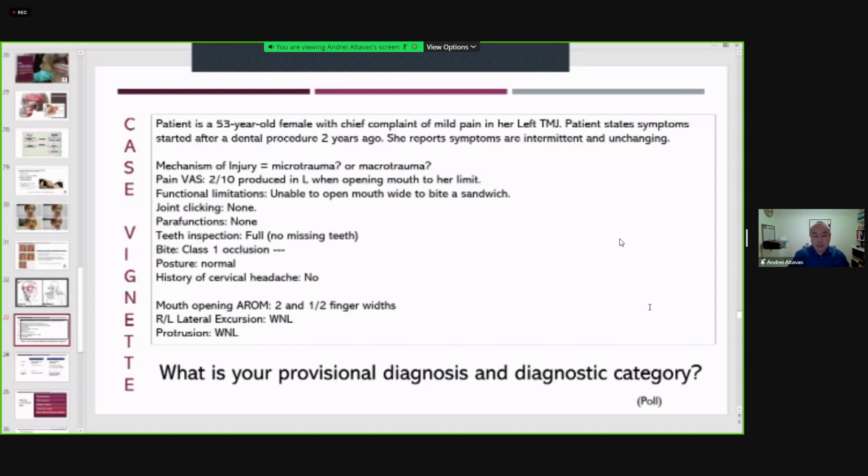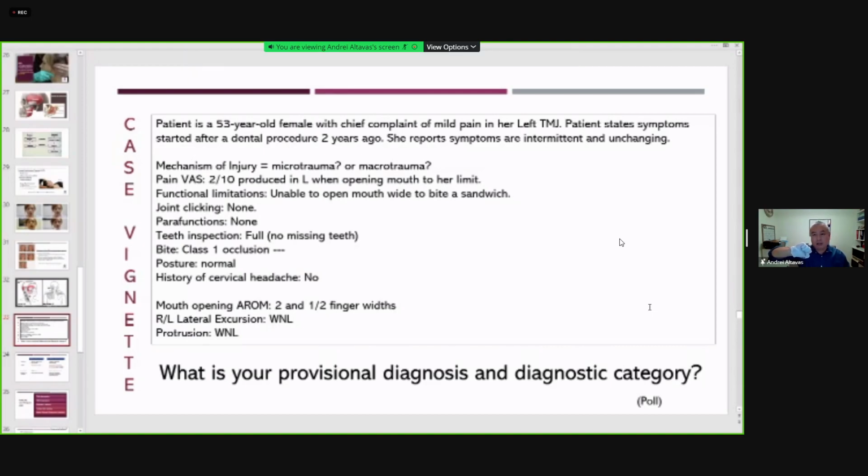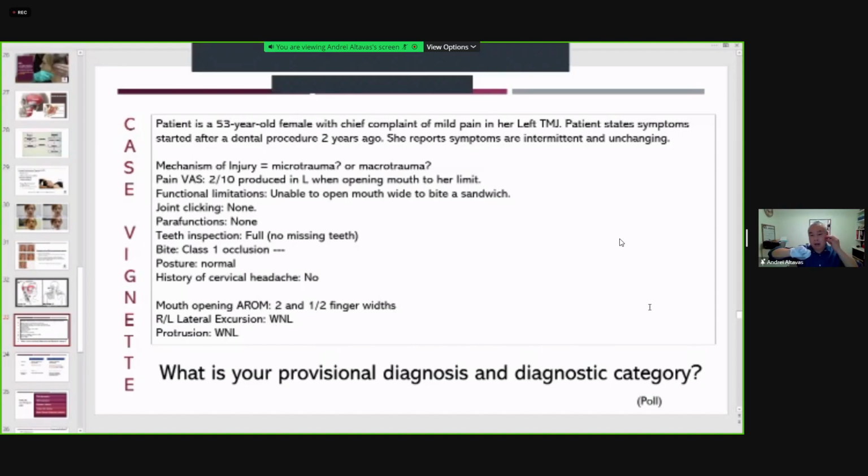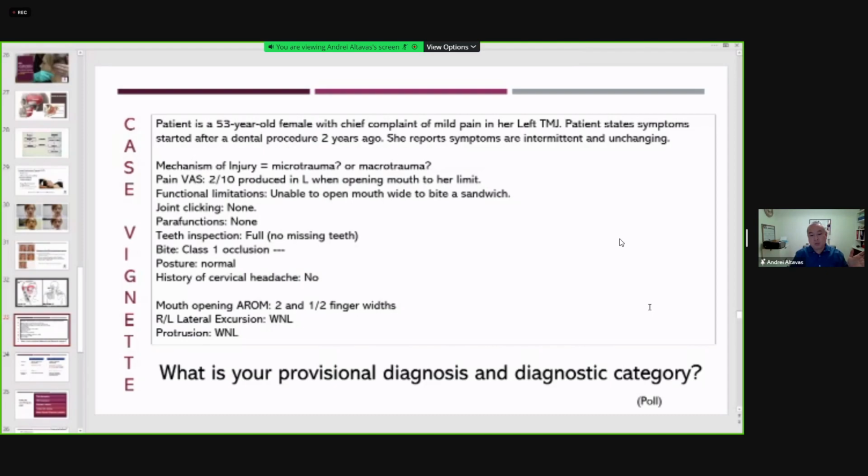Mouth opening. She was able to fit in two fingers when we first started, but for her that's not normal, because she tells me she can fit her two knuckles in, but she feels a tight band around her jaw, around the TMJ. Which tells me something is not normal, so we want to see if we can address that. Right and left lateral excursion was within normal limits, and protrusion was also within normal limits.